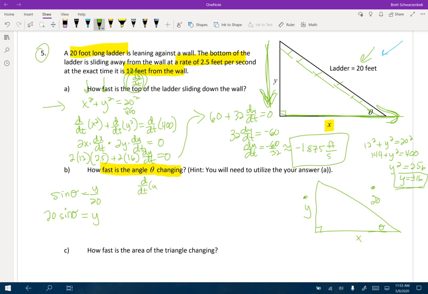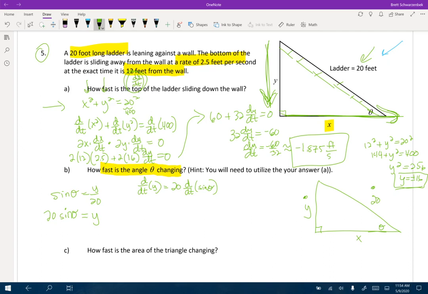So d/dt of y and d/dt of sine theta. Okay, this is our first jump into trig. Note 20 is a constant, so we're taking d/dt of sine theta here. This is our first jump into trig, really, when it comes to related rates. So what does that look like?